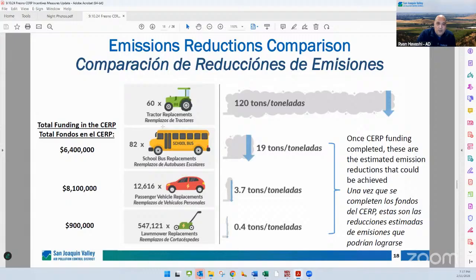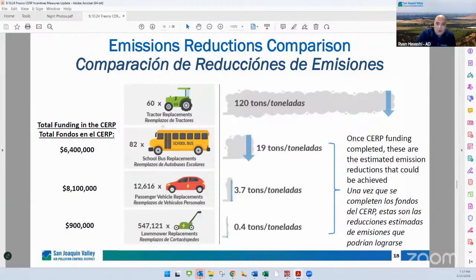For the CERP, we spent $6.4 million. If we were to have done 82 school buses from that, we would get 19 tons of emission reductions, so about 10 times less than what we'd see from the tractors. $8.1 million for vehicles was in the CERP. It would take 12,616. That would replace 12,616 cars, and from that you would get 3.7 tons of emission reductions.